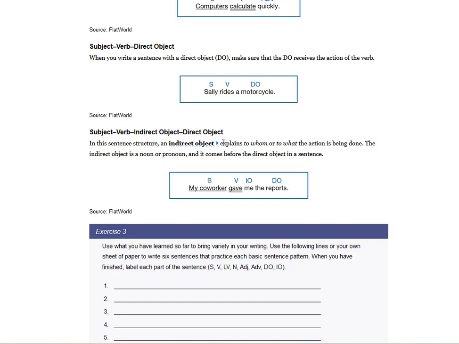An indirect object explains to whom or to what the action is being done. The indirect object is a noun or pronoun, and it comes before the direct object in a sentence. My coworker gave me the reports.